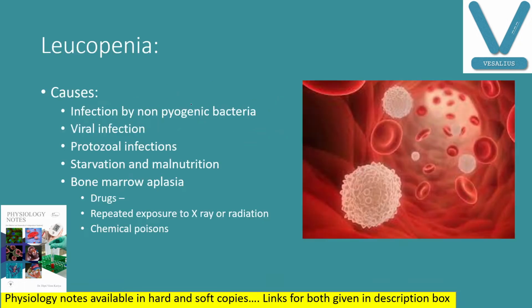Other is leukopenia. Leukopenia is a decrease in the WBC count, when the count is less than 4,000 per cubic millimeter of blood. What are the causes of leukopenia? Infection by non-pyogenic organisms, commonly typhoid fever and paratyphoid fever, shows leukopenia. Viral infection also shows leukopenia. Protozoal parasitic infection like malaria shows leukopenia. Starvation, lack of food and malnutrition decrease the count.